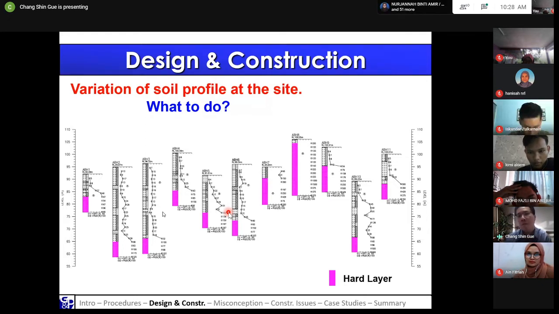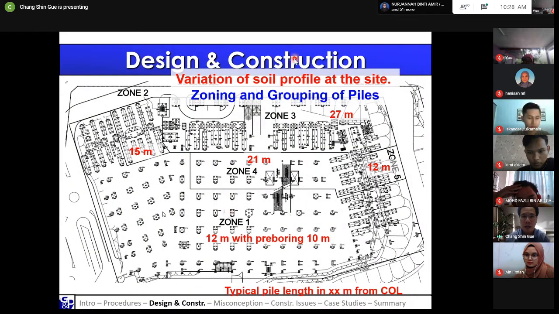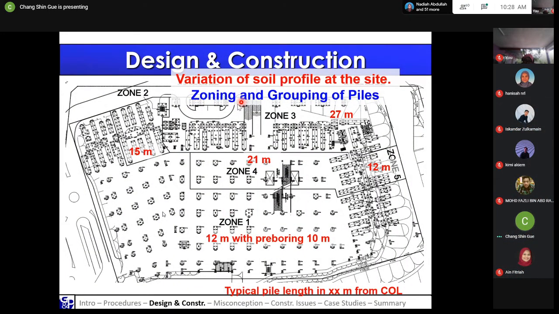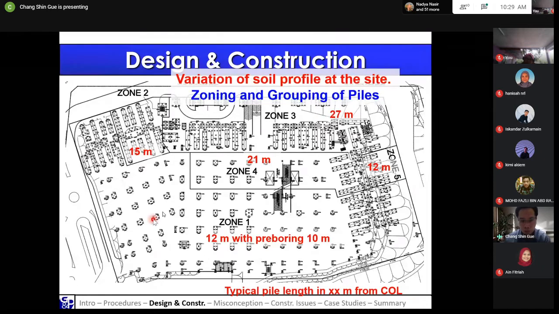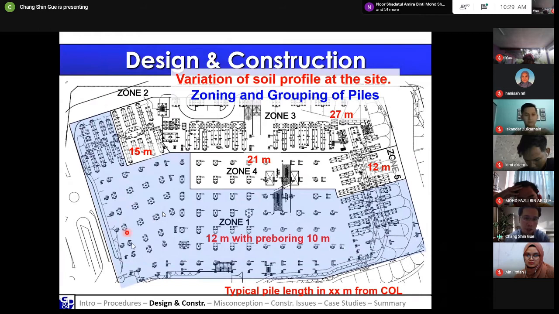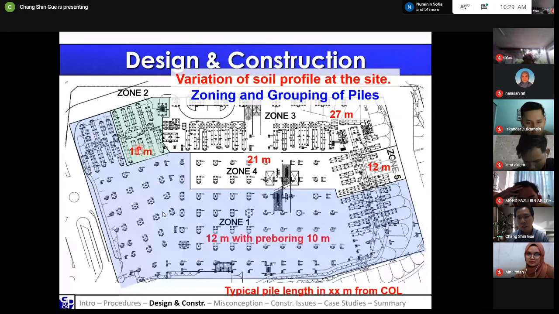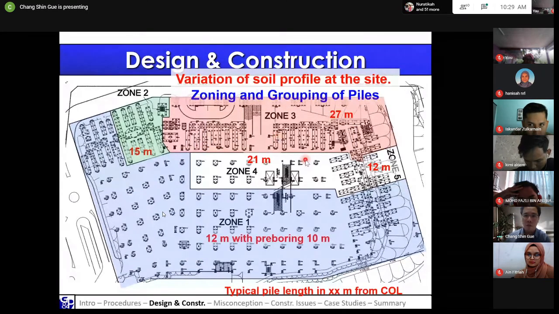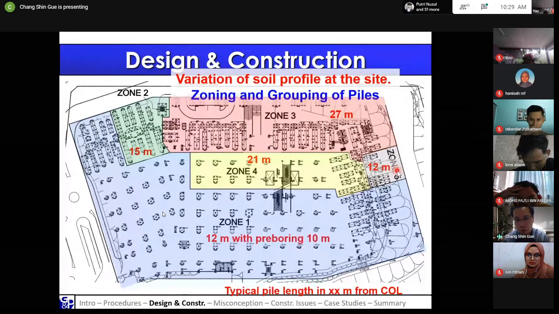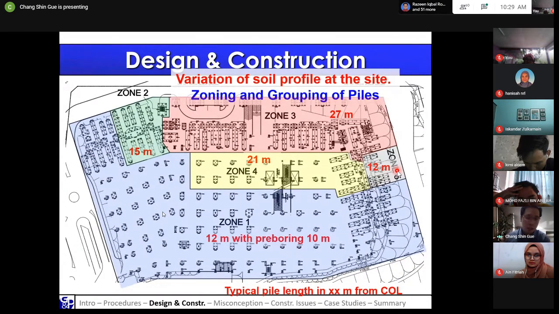One way to overcome this in practice is that during our design, we can do zoning or grouping of the piles to cater for this variation of soil. So for example, this is your building layout. These are all your pile points. Based on the soil borelogs and the soil profile, you may find that certain locations need 12 meters of piles, some other location you may need 15 meters, some you may need deeper, 27 meters, or some shallower, 12 meters. So you can zone out the areas based on the soil profile. It does not mean that you have a design that fits the whole site. So this is one way we deal with variation of soil profile at site.